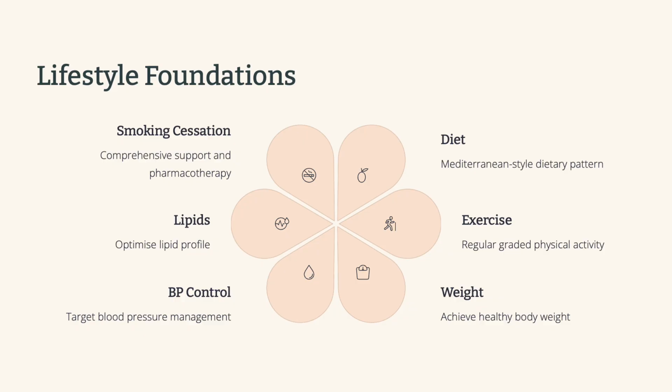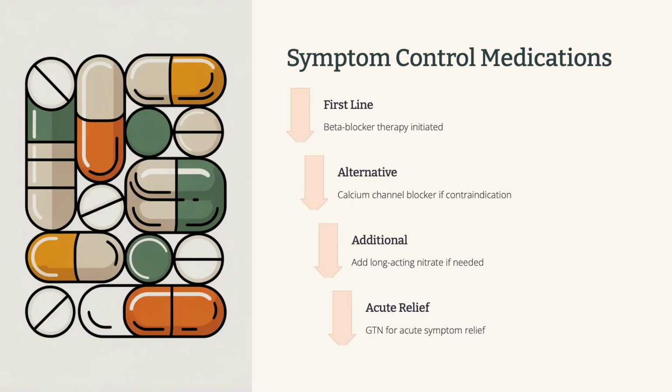Sure. So beta blockers work by slowing down the heart rate and reducing blood pressure, basically taking some of the workload off the heart. And calcium channel blockers relax and widen the blood vessels, which improves blood flow to the heart muscle. So beta blockers calm the heart down and calcium channel blockers open up the pipes. That's a great way to remember it.